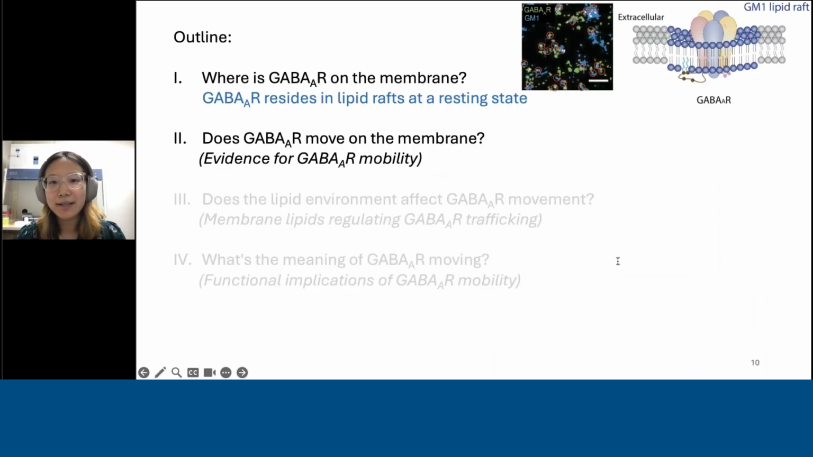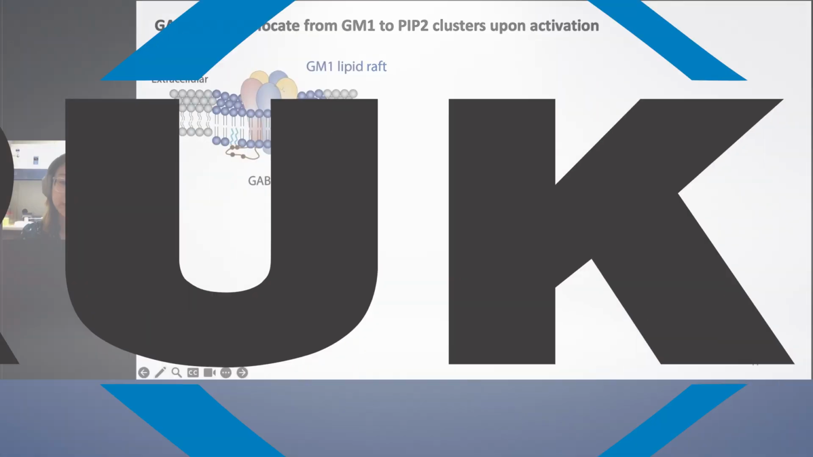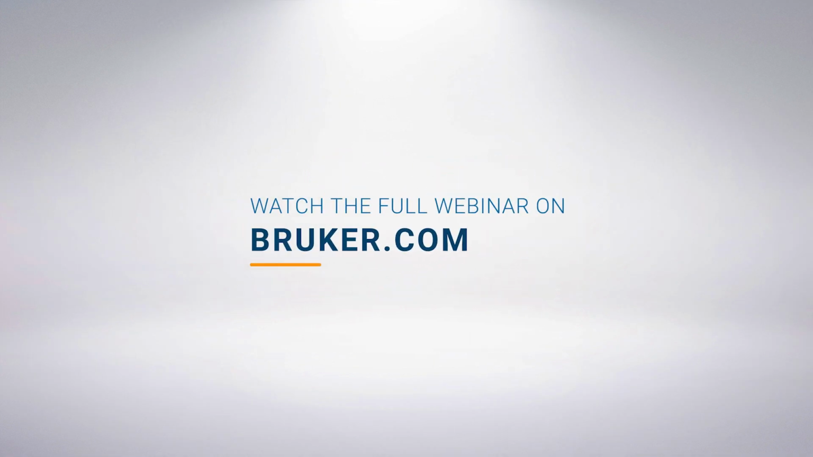So with this understanding that GABA-A receptor resides within the lipid rafts at a resting state, we want to know, is this localization to the lipid raft static, or does it move on the membrane in response to changes in its activation state? Therefore, I used GABA, the receptor's endogenous agonist, to mimic physiological conditions in activating the receptor. By comparing the receptor's localization before and after activation, I aim to understand how its interaction with lipid domains changes during the functional cycle.